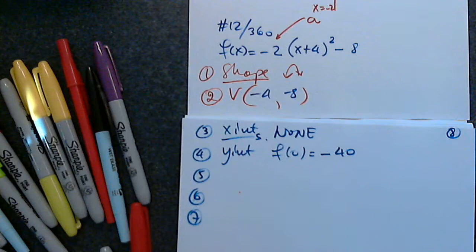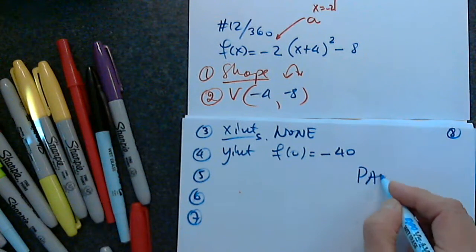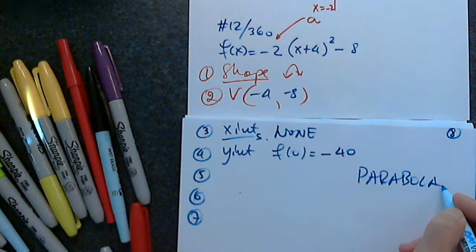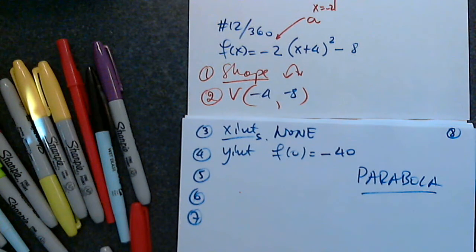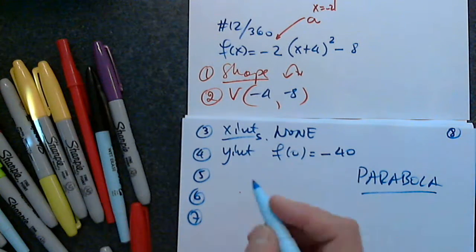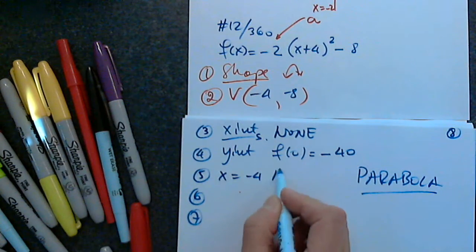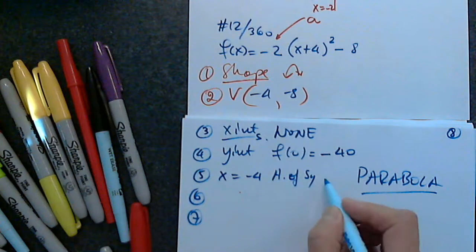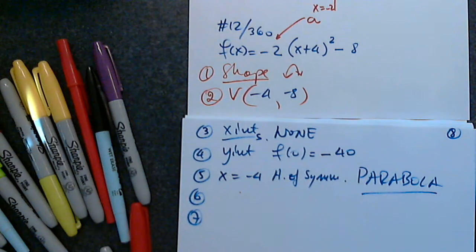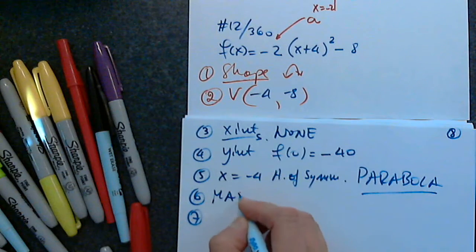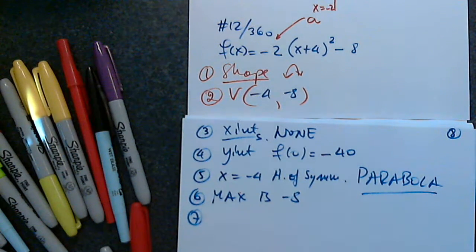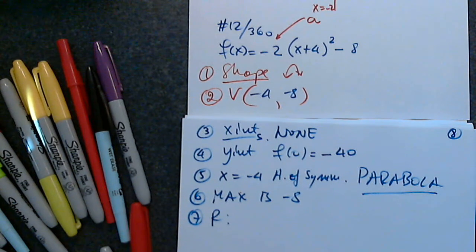So 5, the axis of symmetry of this parabola. They're called parabolas. The graph of a quadratic function is called a parabola. So 5. So x equals -4, axis of symmetry. What is the maximum value? And what about the range? And we haven't even graphed it. But we know everything about this function now.